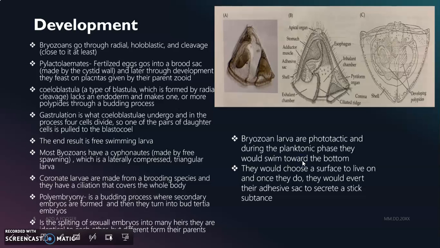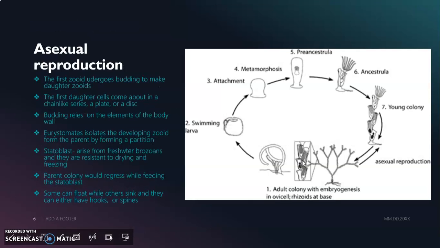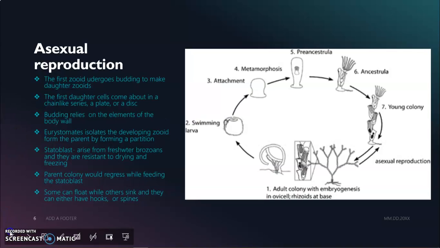And finally, for the last one, you got asexual reproduction. I got a little diagram showing the steps. The first zooid undergoes budding to make daughter zooids. The first daughter cells come in a chain-like series, plate or disc. Budding relies on the elements of the body wall.